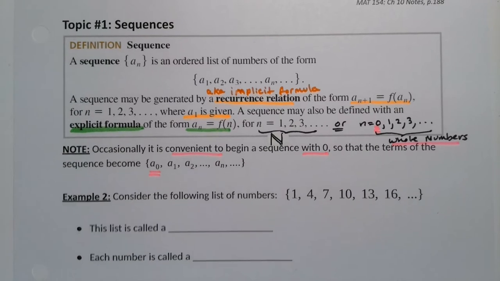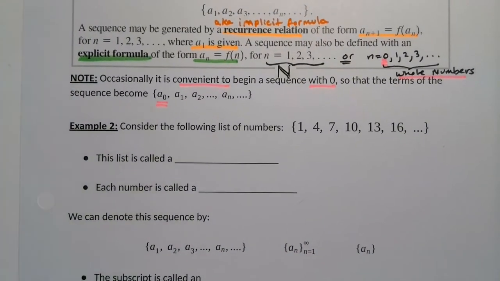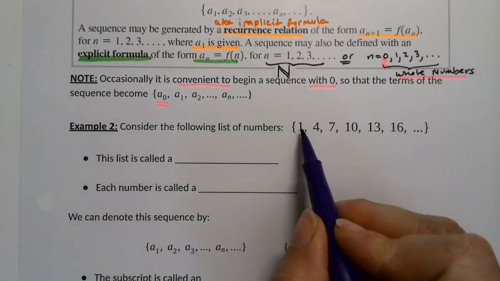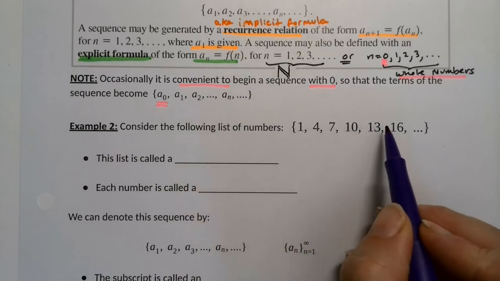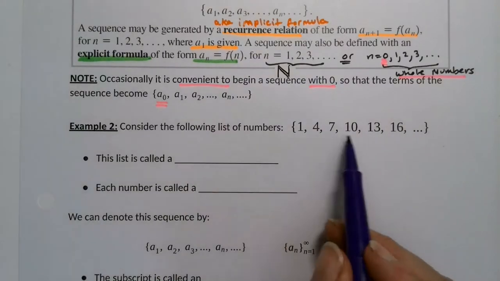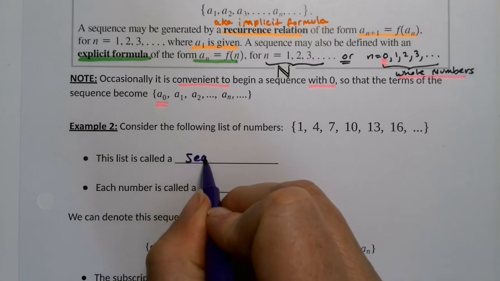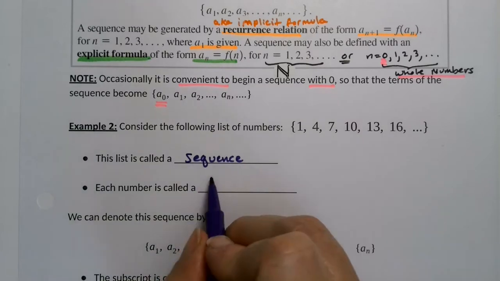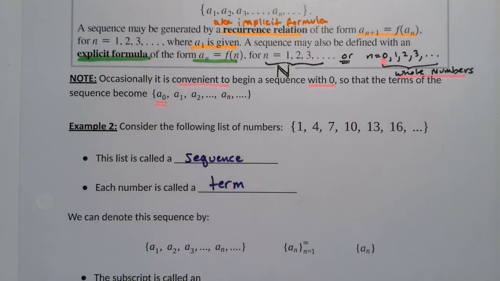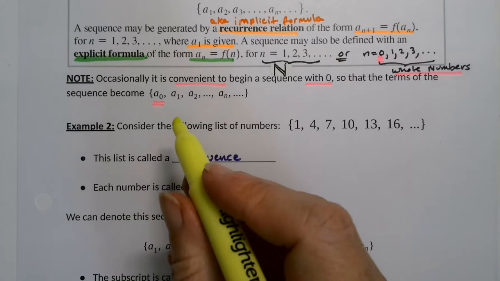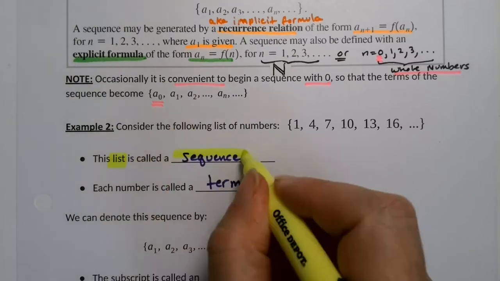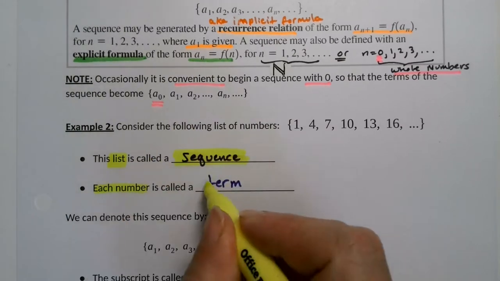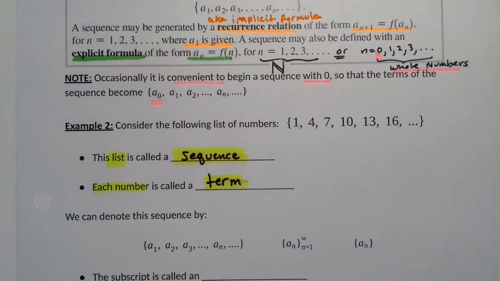Okay. So we're going to consider the following list of numbers. And again, it's up to us if we want to. At this point, we don't know why we would want one versus the other. So we could think of this as the first term, second term, third term, fourth term, and so on. So this list is called a sequence. And each number in that list is called a term. So those are definitions, so I will highlight them. The list itself is a sequence. Each number is called a term of that sequence.